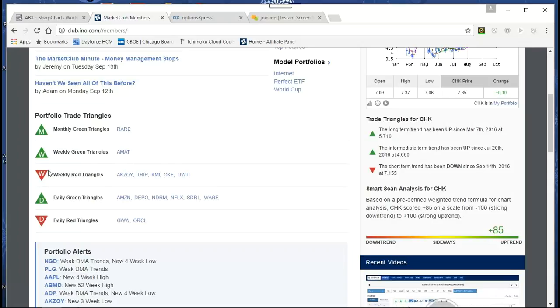And when you get a red weekly that kicks in, the same thing. You'll get an email that lets you know, hey, this one just kicked in a red weekly. You might want to be selling this stock.